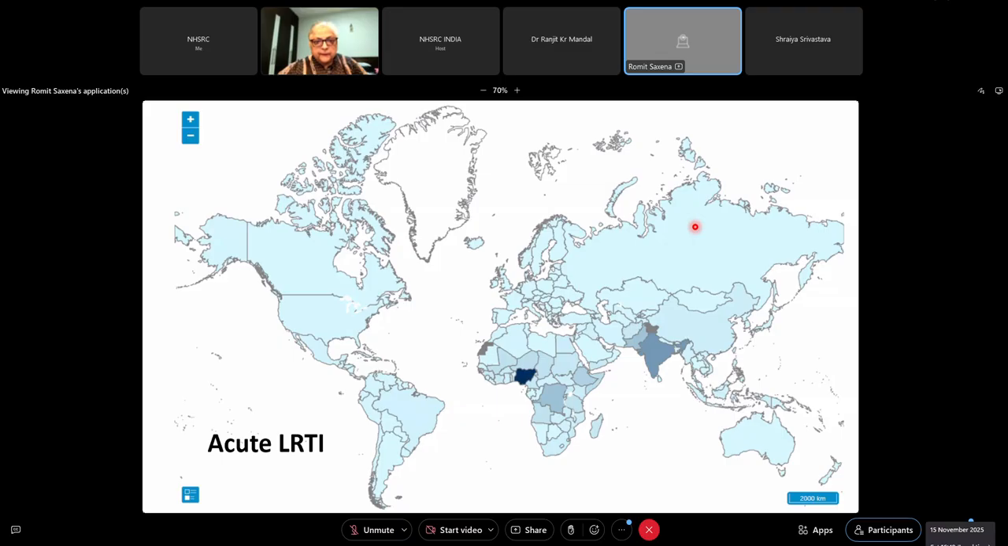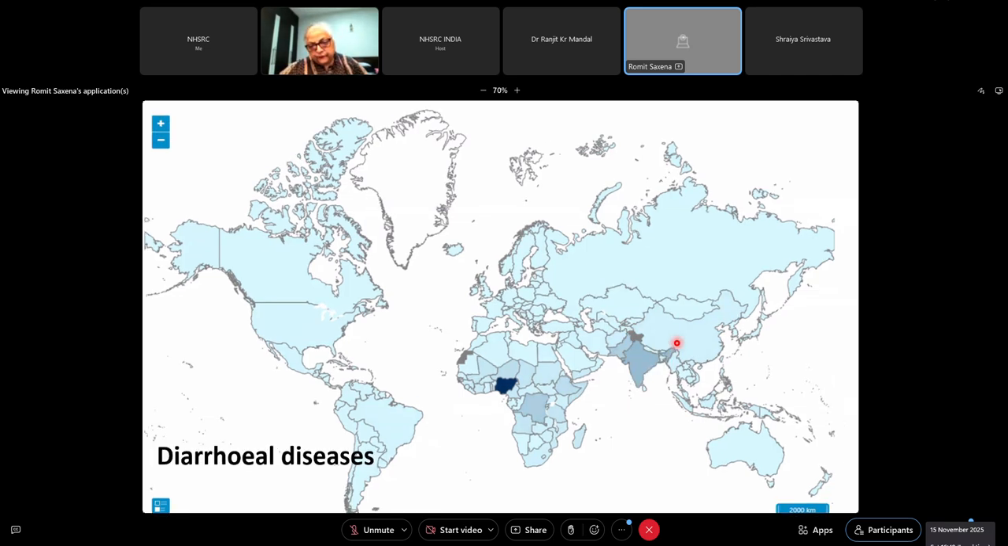This is to show that across the world, you can see acute LRTI, India is still a contributor of the majority of deaths because of it. Similarly, diarrheal diseases, India contributes to a lot of diarrheal disease related deaths under 5. Why I'm showing this slide is that these are preventable deaths.